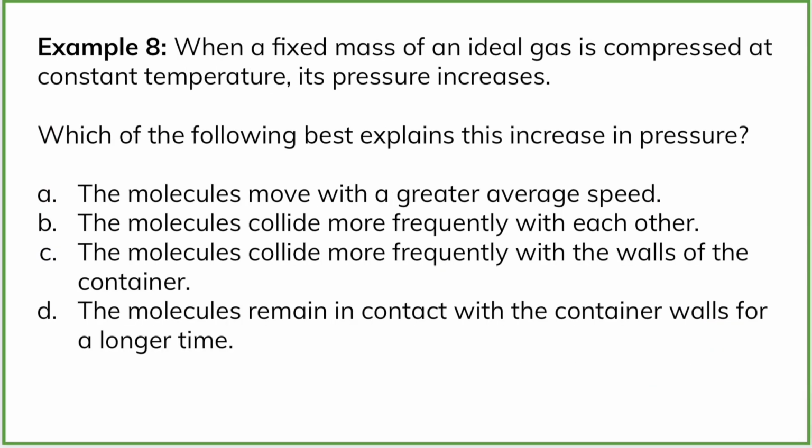All right, so let's look at this one. When a fixed mass of an ideal gas is compressed at constant temperature, its pressure increases. Which of the following best explains this increase in pressure? The molecules move with a greater average speed. This one can't be right because it's constant temperature, so that doesn't make sense. The molecules collide more frequently with each other. That's true, but that doesn't really have anything to do with pressure because pressure comes from collisions with the container. So this is an example.